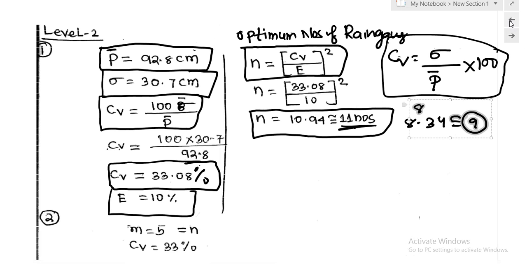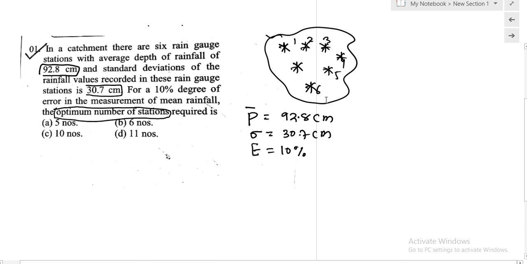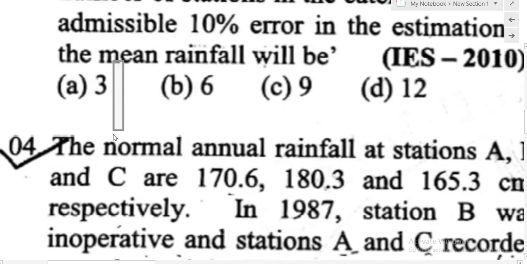So the correct answer for this question will be option D. Option D is the correct answer. Okay, now we will go to the second question of today's class. Read the question.